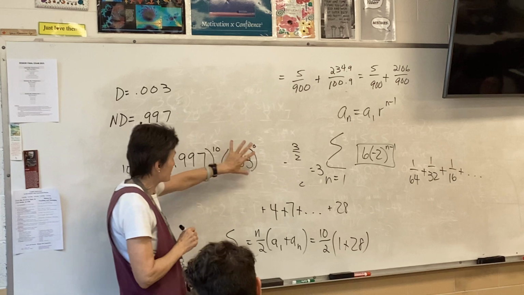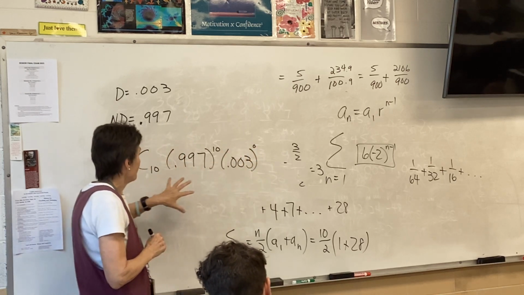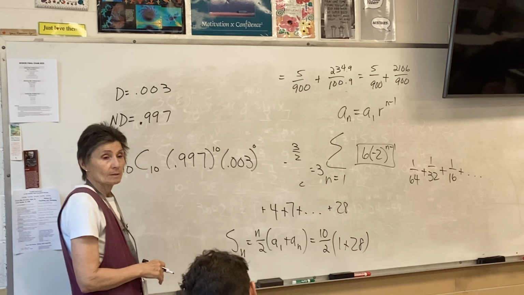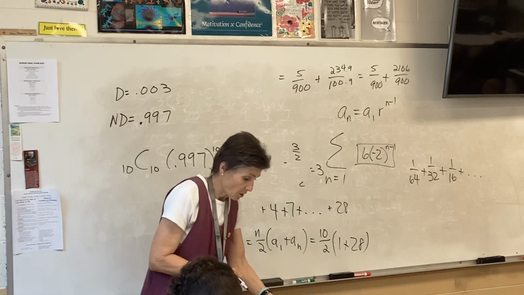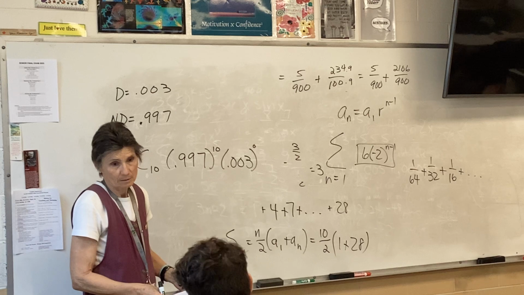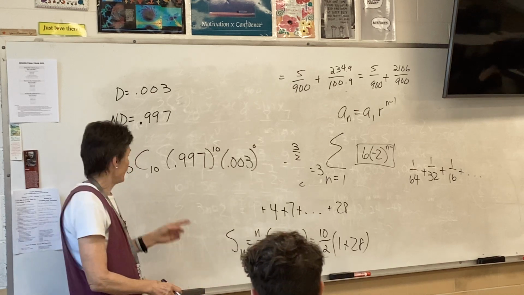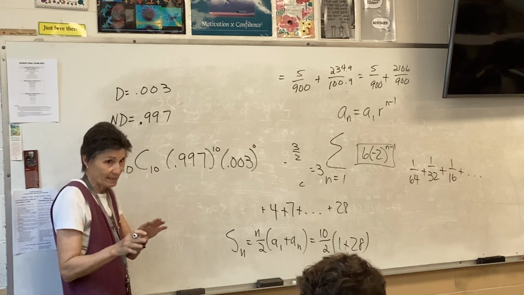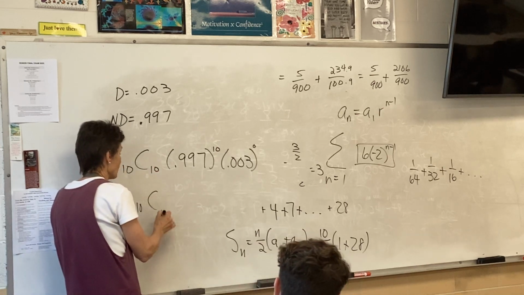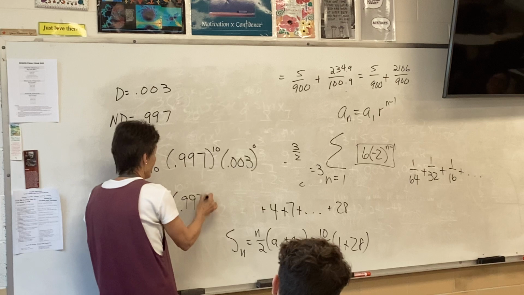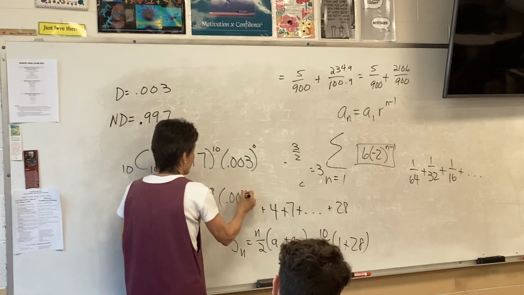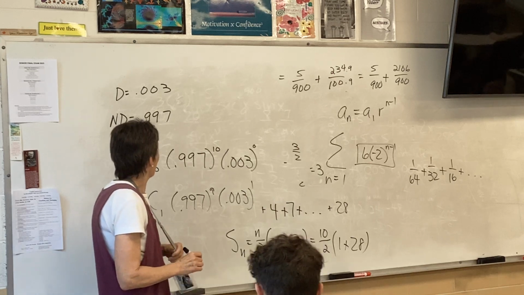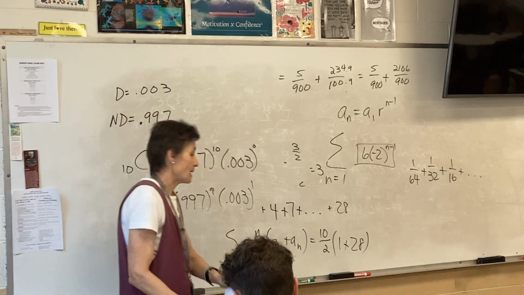You don't really need this part since it's just 1, but I always put it in. So that's it. If it said 1 was defective, then you could do 10C1, but remember, the 1 is going to go on the 0.003, because that's the defective probability. You just type that in.